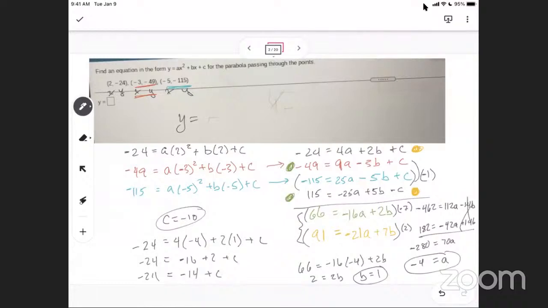So your equation is going to be y equals negative 4x squared plus x minus 10. And now when I plug those in, plug in 2 here. 2 squared is 4. That's negative 16 minus 10 is negative 26 plus 2 is negative 24. Yep, that worked. Plug in negative 3 here. Negative 3 squared is 9. 9 times negative 4 is negative 36. Negative 46 minus 3 is negative 49. Yep, that worked. So I'm sure that it works for all of them. So yeah, that's the right answer.